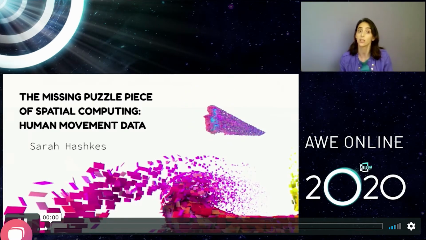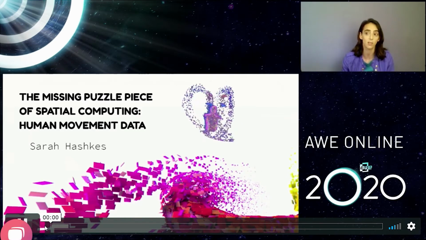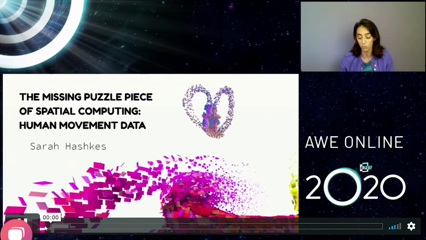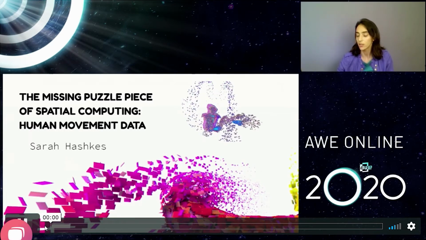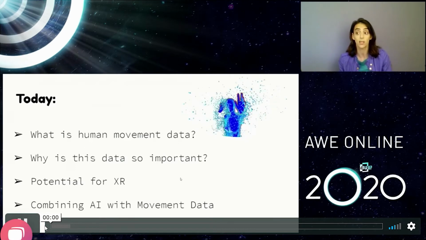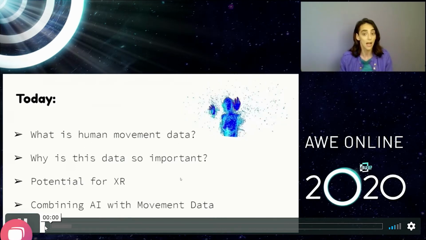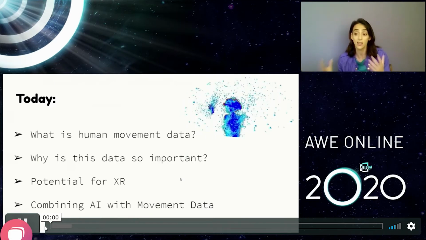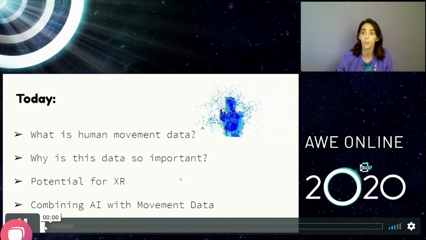And I'm especially excited to talk to you about the missing puzzle piece that I think spatial computing needs, and that's human movement data. So let's just jump right into it. I'm going to talk to you today about what is human data, why is it so important, how can we use it for XR, and what can we do when we start combining this data with AI.